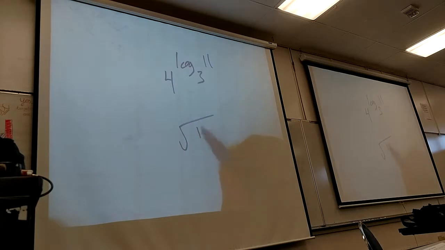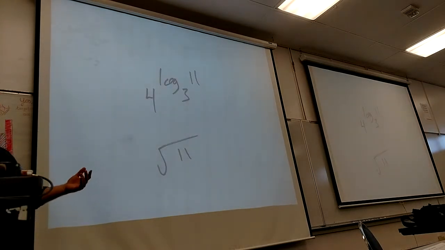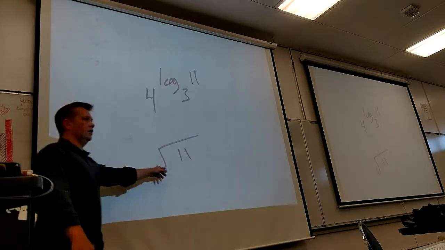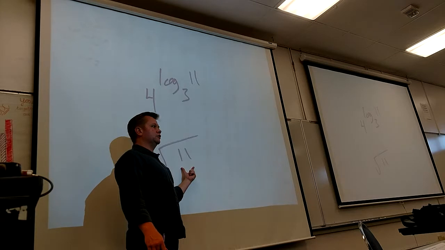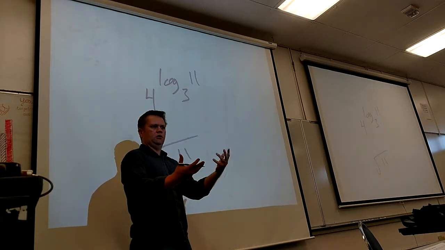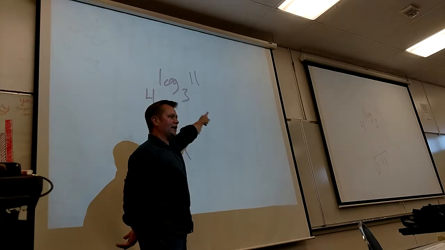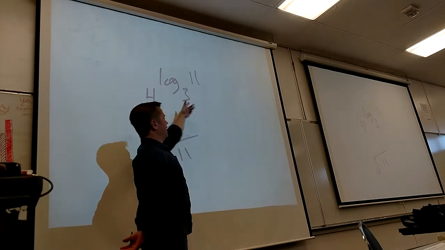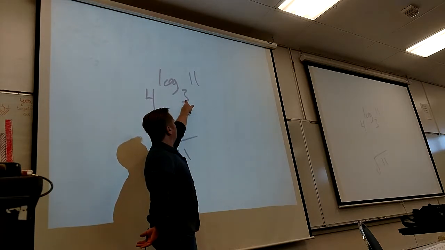Tell me now, what's the square root of 11? I don't know. But it is a number, isn't it? It's like 3 point something, because the square root of 9 is 3. The square root of 11 has got to be a little more than 3, but that's not the exact answer, is it? So this is not something I can do by hand, but there is an answer to this, right? This is the number that if I put it on 3, it would become 11.